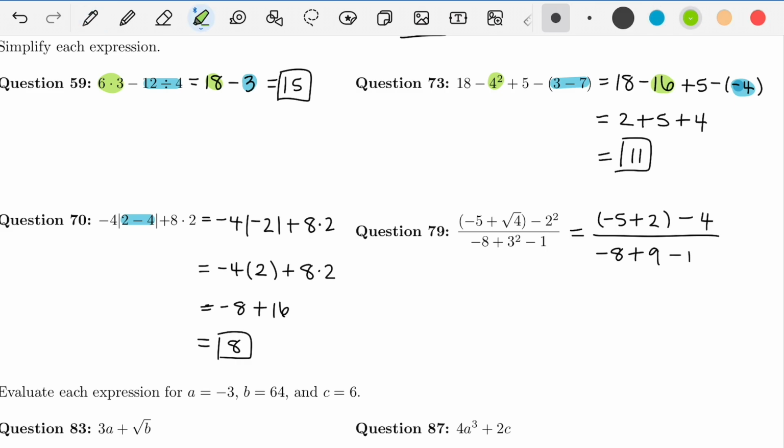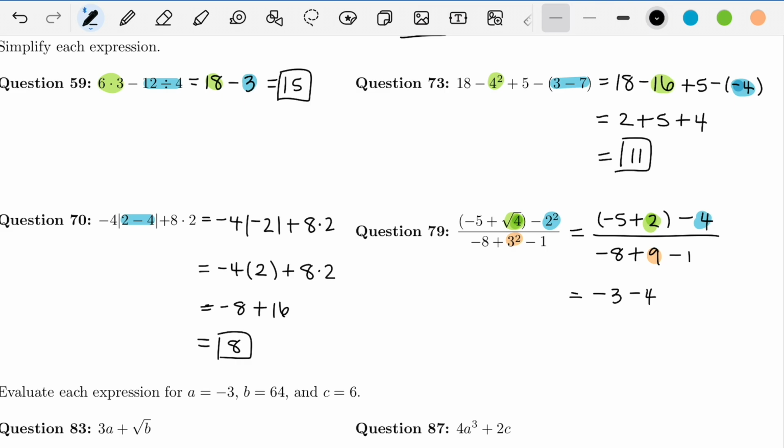So just to emphasize, here we took the square root of this guy. We got 2. We did 2 squared, we got 4 here. We did 3 squared, we got 9 here. So that's all we did in that step. Now, we're going to do what's inside the parentheses. We have -5 plus 2, so this will give us -3.